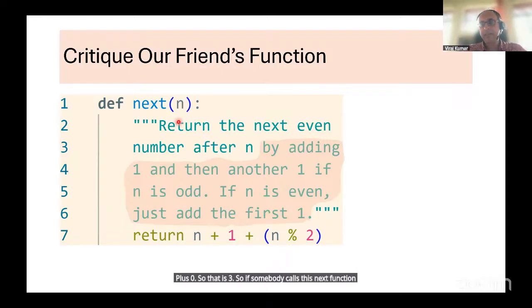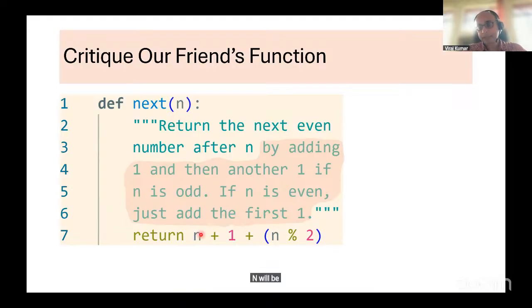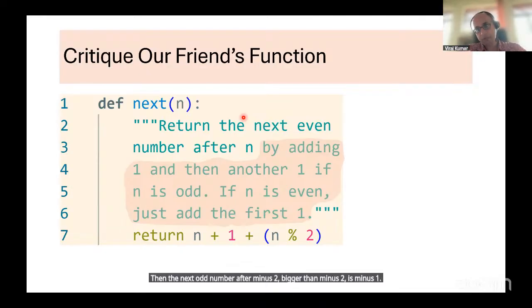So if somebody calls this next function and says, what is next of 2? N will be 2, but this function will return the value 3. So it actually returns the next odd integer. You should actually try it out. What about when n is minus 2? What does it return in that case? If what I said is correct, then the next odd number after minus 2, bigger than minus 2, is minus 1. But try it out. Try it out if you actually get that, right?